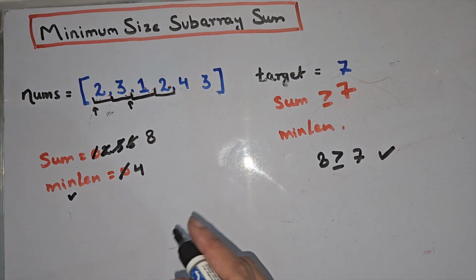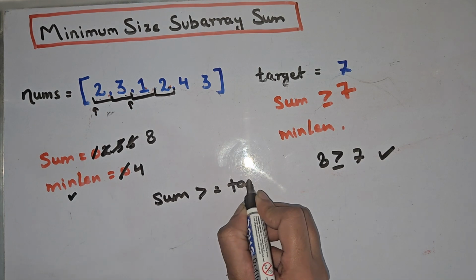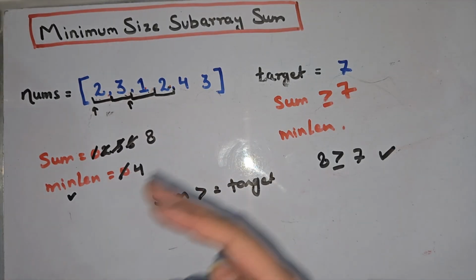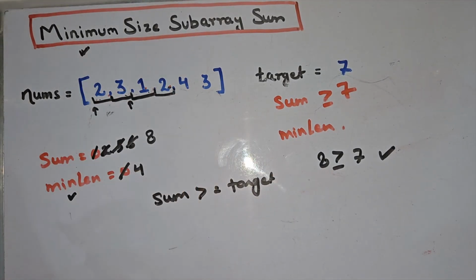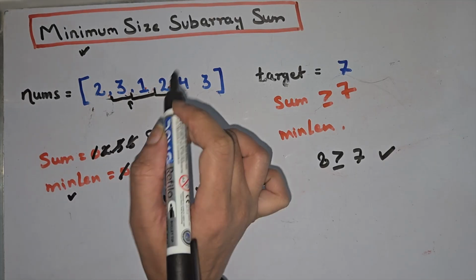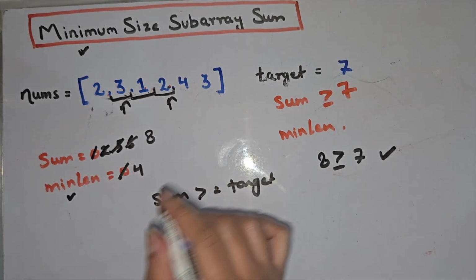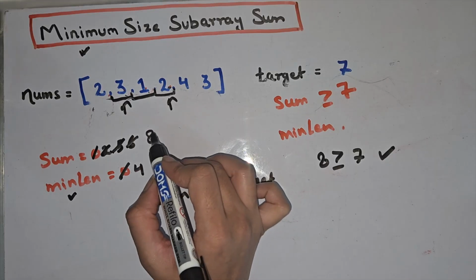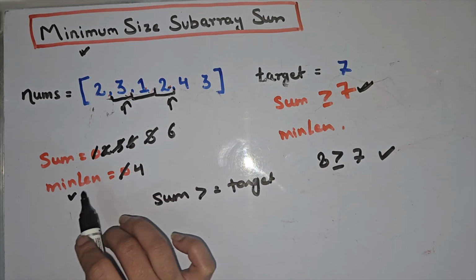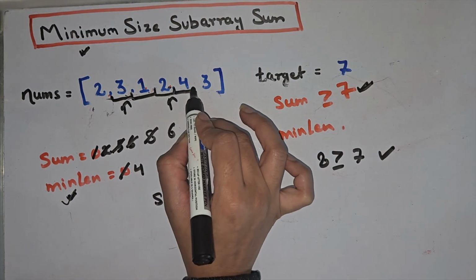Now we have the sum greater than or equal to our target. If we add more elements to the window, the sum will grow further, and because we need the minimum size of subarray, we need to reduce the window at this point. So left will be here, right will be here. When we reduce the window, this 2 will be subtracted, so it will become 6. But 6 is not satisfying this condition, so we are not updating the min length. Further, we will add this particular element into this.